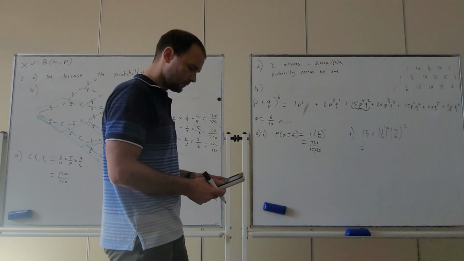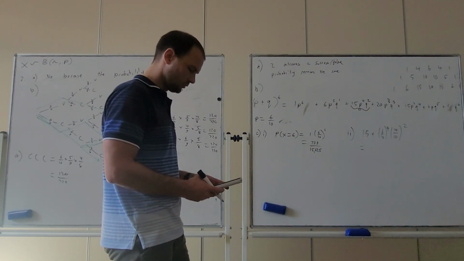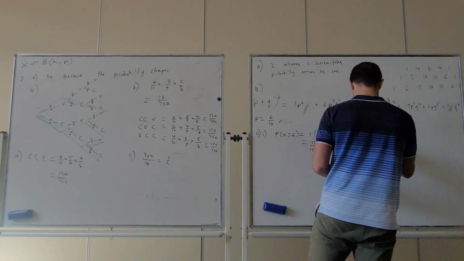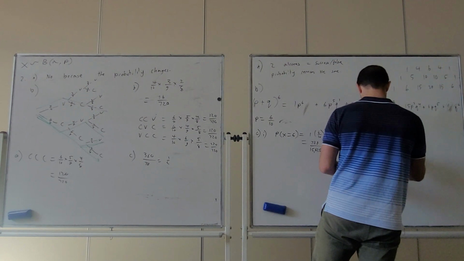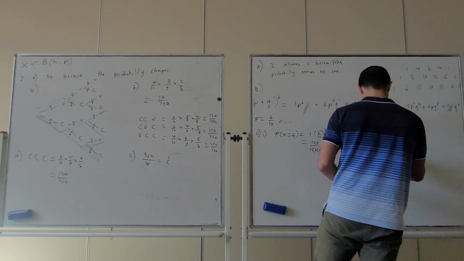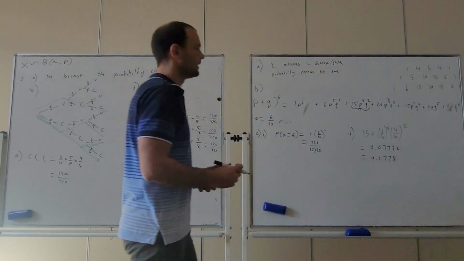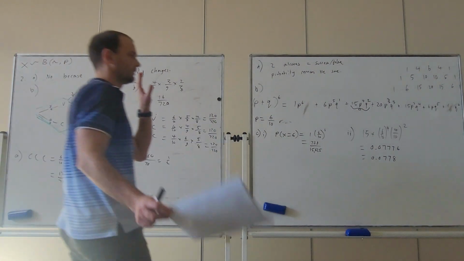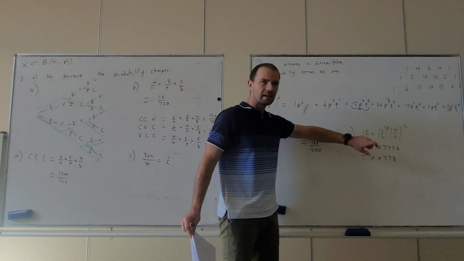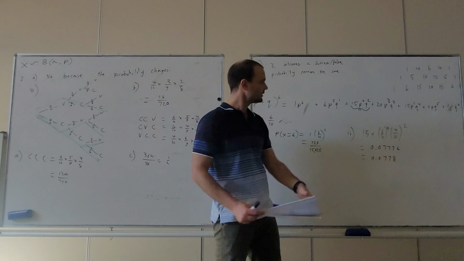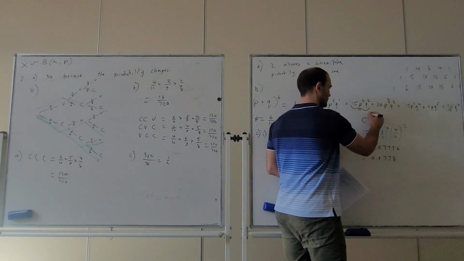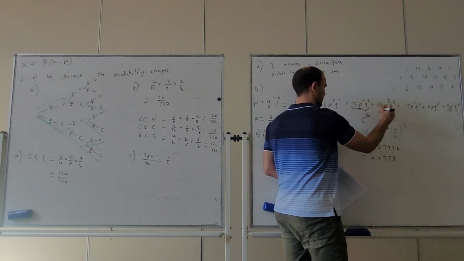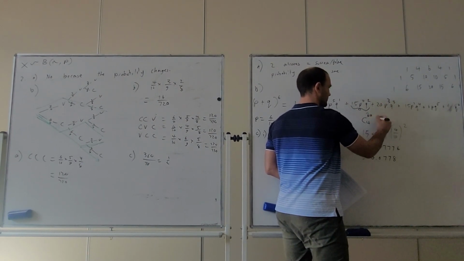0.6 to the power of 4, 0.2 to the power of 2, 0.07776. Okay, so here's the connection I want to make. This is the same as this. Six trials, 4 successes.